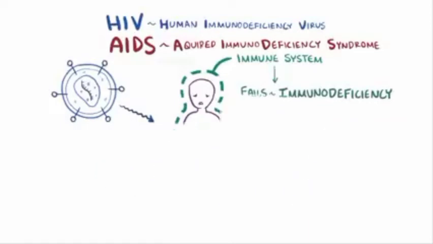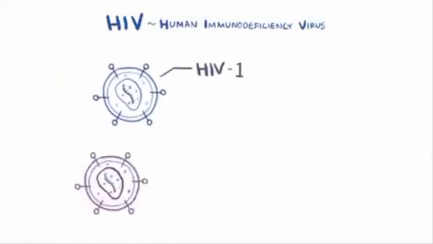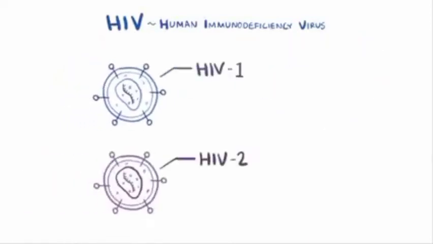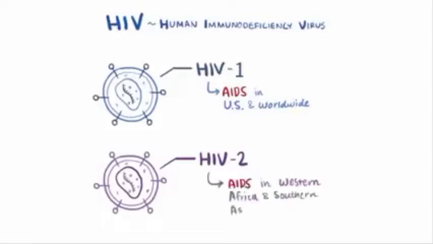Now, there are two distinct types of HIV, HIV-1 and HIV-2. HIV-1 is more commonly associated with AIDS in the US and worldwide. HIV-2 is more rare and typically restricted to areas in Western Africa and Southern Asia. HIV-2 is so uncommon that HIV almost always refers to HIV-1.